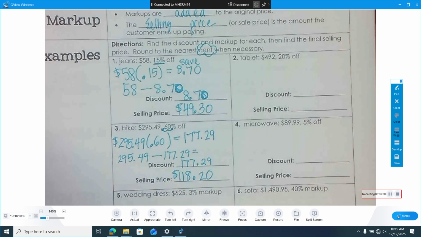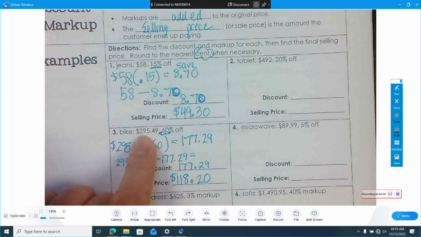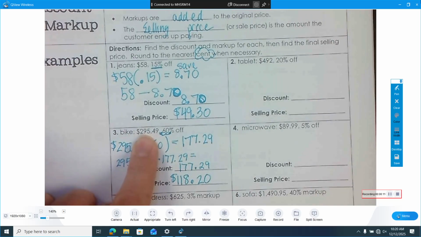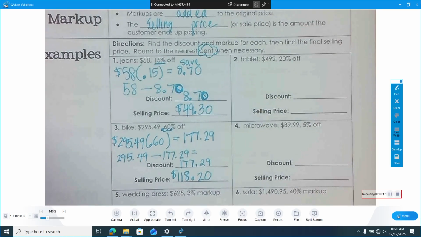Does that make sense? Because it's 60% off. What's half of 300? 150, and we're going to even take off more than that. So it should be way less than $150, and it is. So that's good.